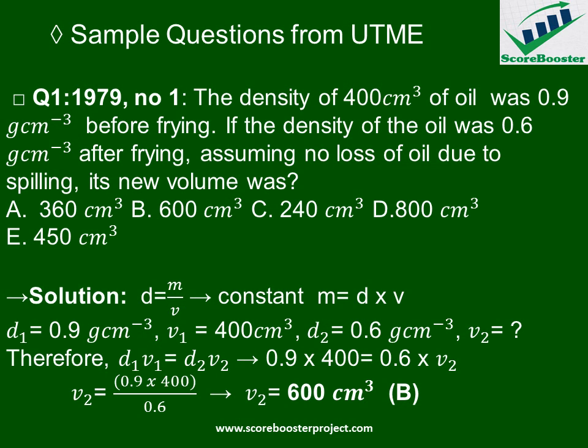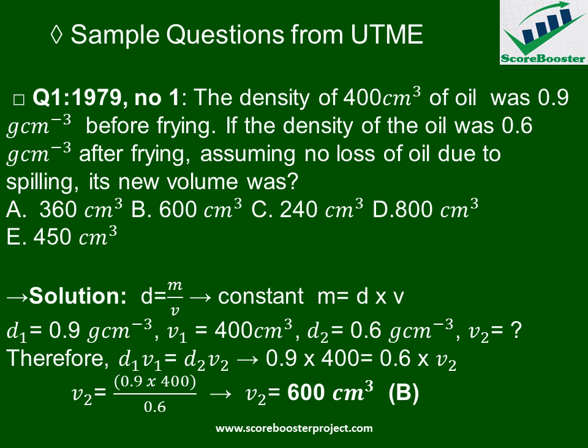So we have option A to be 360 cm cube, option B to be 600 cm cube, option C to be 240 cm cube, while option D is 800 cm cube and option E is 450 cm cube. Now on to solution. We have to recall that the density equals mass over volume, that is D equals m over V. Now we can make m the subject, which is the mass.